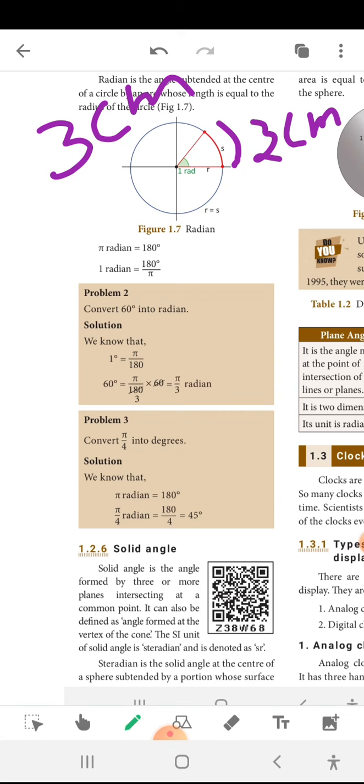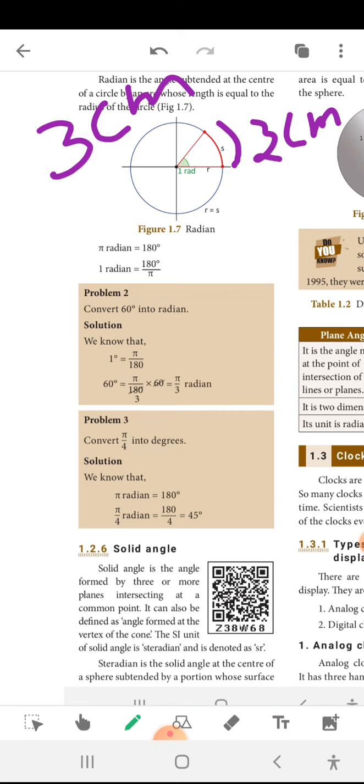From this formula you can do some calculations. Convert 60 degree into radian. So 60 degree is equal to 60 into pi by 180, which gives pi by 3 radian. Sorry, it's pi by 4 radian, which is equal to 180 by 4, that is equal to 45 degree. The value of pi is 180 degree.